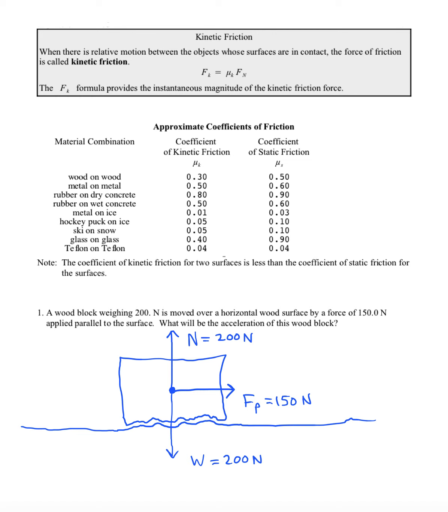Now what we need to do is we need to calculate the force of friction. The force of friction is going to be directed to the left, and I don't know yet how big it's going to be. I'll call it Fk for kinetic friction. Let's use the formula.